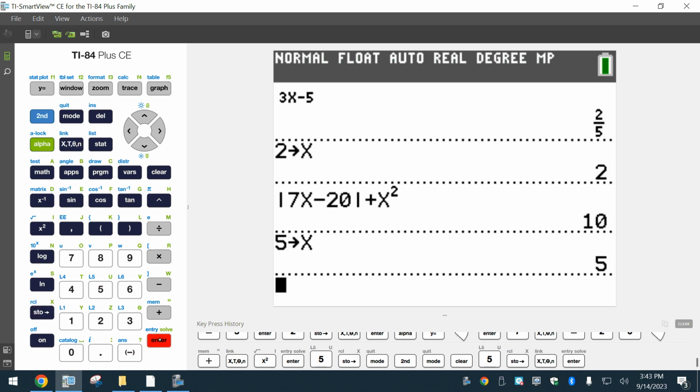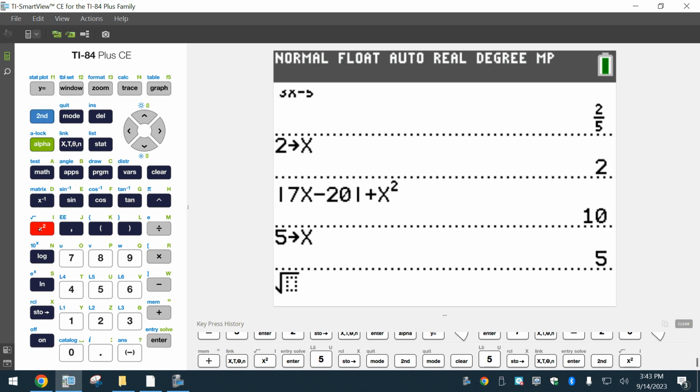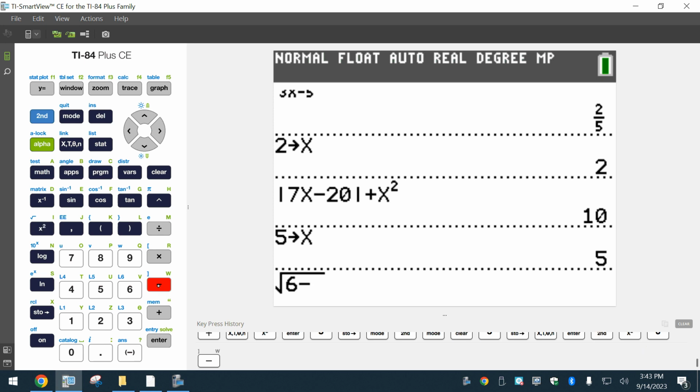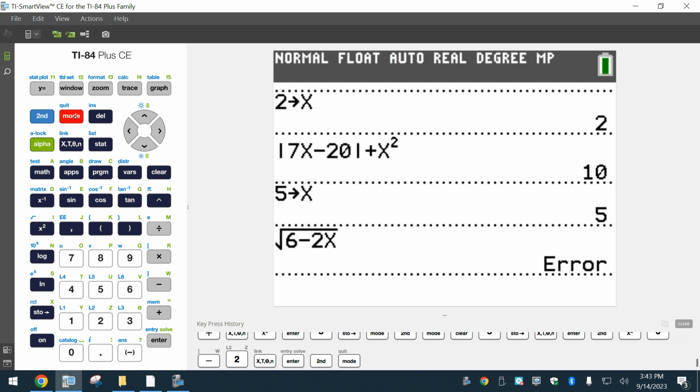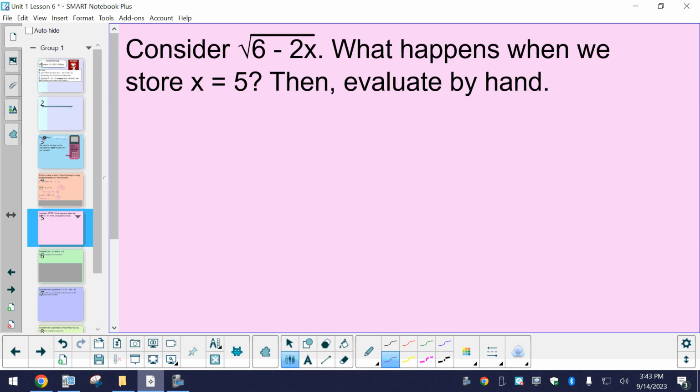Okay, now I want the square root symbol, which is right above your x squared. You have to hit second x squared. And I want to type in 6 minus 2x, and then hit enter. It's going to tell you that it's a non-real answer. Okay? So let's see why is that happening? Right? So let's go back to do it by hand.